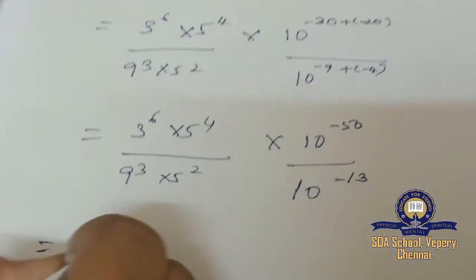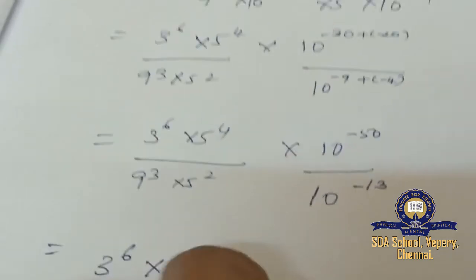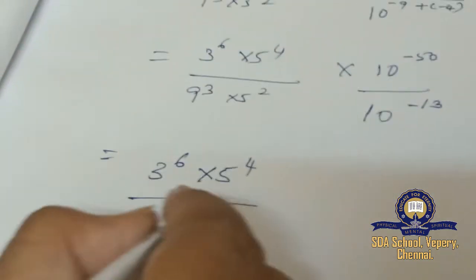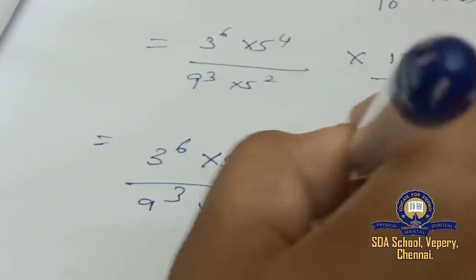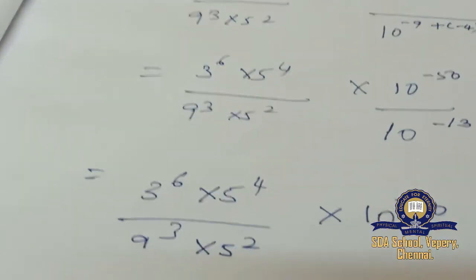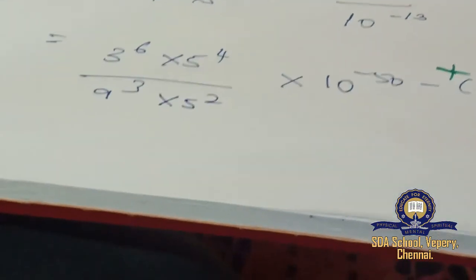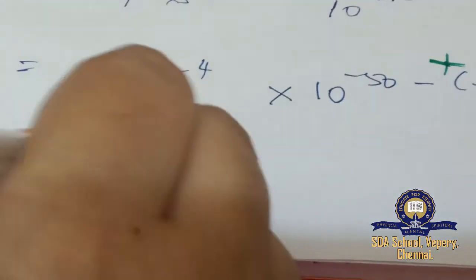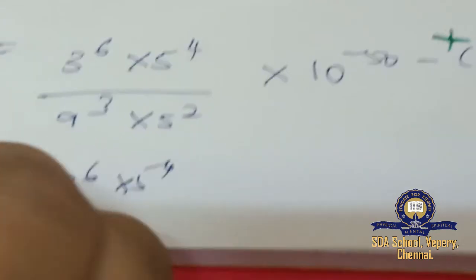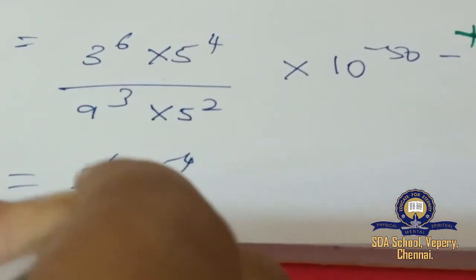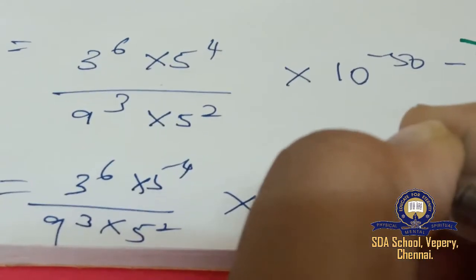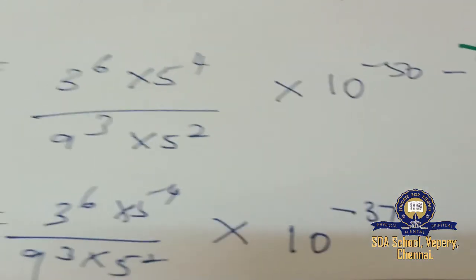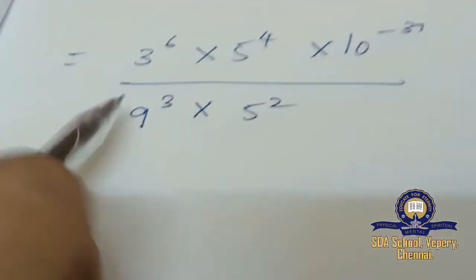This will remain as it is: 3 power 6 into 5 power 4 divided by 9 cube into 5 square into 10 power minus 50 minus of minus 13. Minus of minus 13 will become plus. What will I get? 3 power 6 into 5 power 4 divided by 9 cube into 5 square into 10 power minus 37. Understood till here, students?